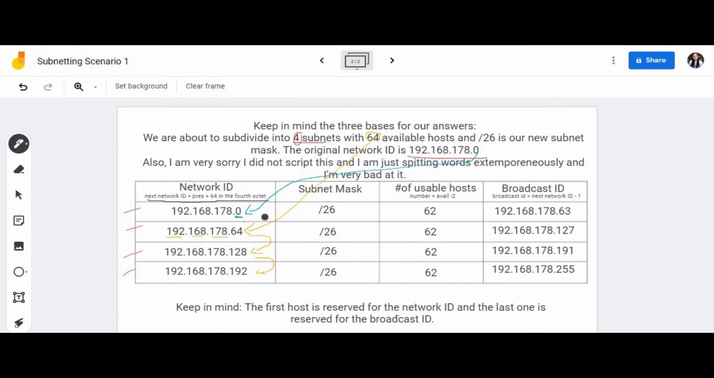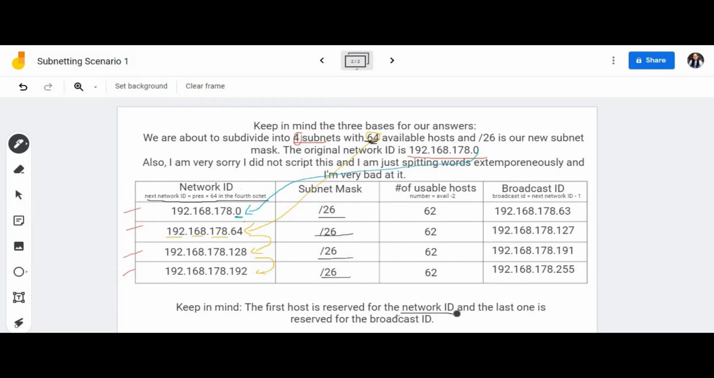So 64 plus 64 is equal to 128. And to get the last one, we just basically add 128 plus 64, which is 192. Again, to get the network ID, we can use this formula I created. Next network ID is equal to preceding plus 64, and the answer must be on the fourth octet because again, we're dealing here with class C subnetting.